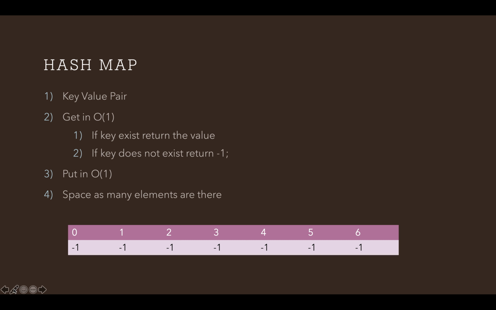So if you are not very well aware of how internally Java implements HashMap, I'll tell you a very naive approach. How, if you're a beginner, you will think how you can yourself implement a HashMap. So I'm restating the properties of a hash map. Hash map is a key value pair. Get is in order of n. If key exists, return its corresponding value. If key doesn't exist, return -1. Put is a simple update against that key, and the space that is occupied would be equal to as many elements as there are in the hash map.